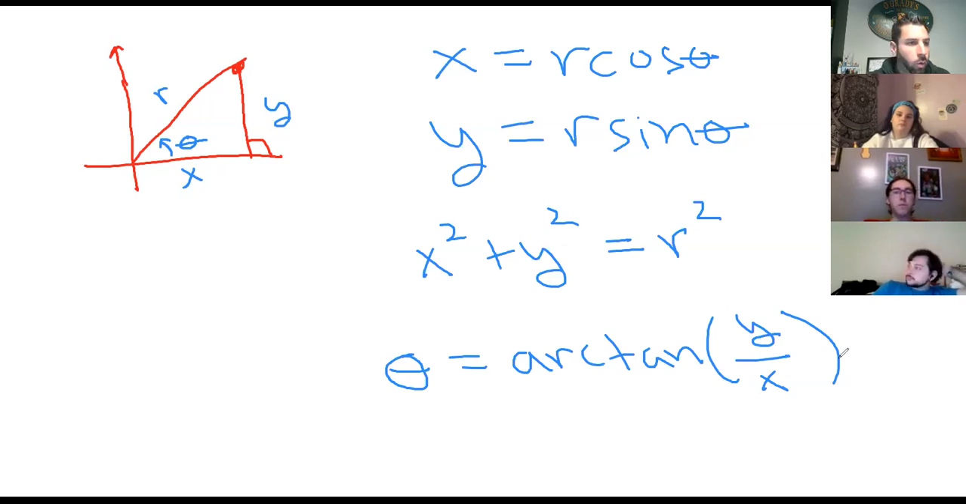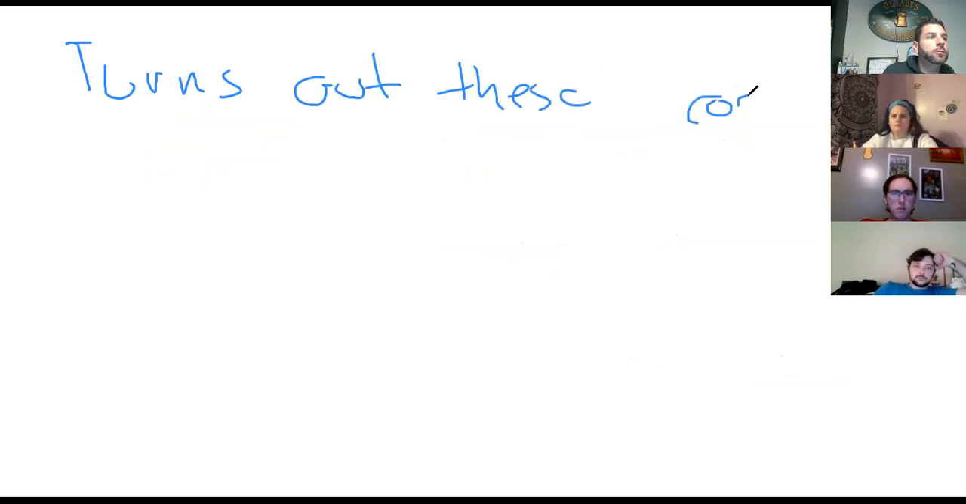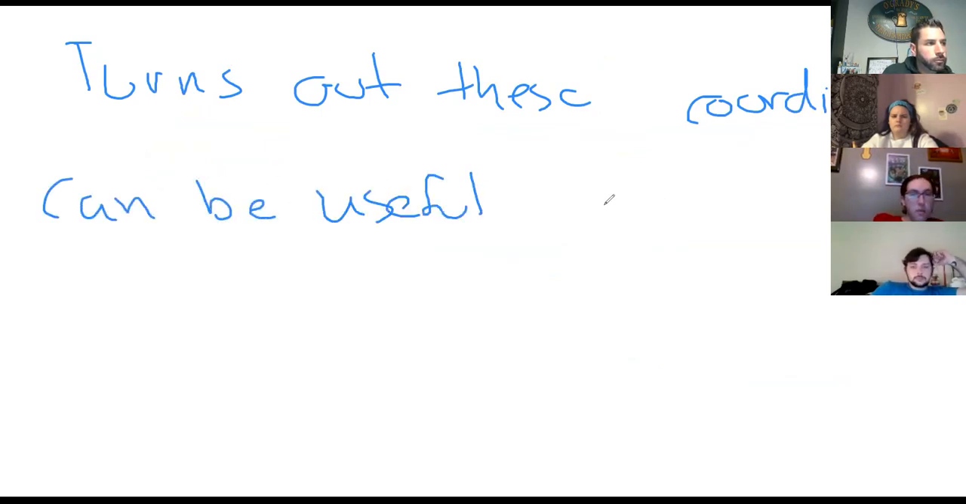All right. So what does any of this have to do with integration? By the way, we did this at the end of Calc 2 very briefly. And again, you may have seen it somewhere else. Okay, so what does this have to do with integration? So here's where we're at with that. It turns out that these coordinates can be useful when you're integrating.